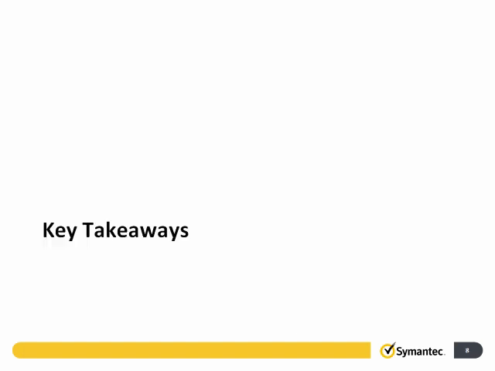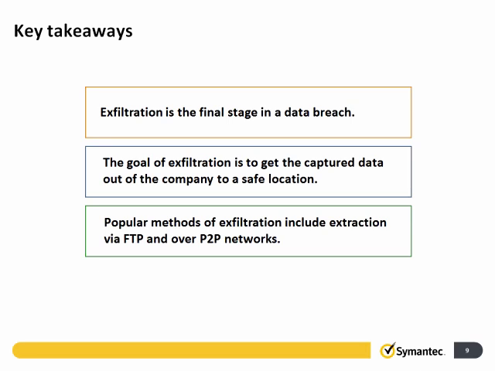In this module, we explored what the exfiltration phase is and how it relates and differs from other stages in a breach. Now let's consider the key takeaways within the context of the learning objectives we introduced. You should now be able to define exfiltration as the final stage in a data breach. For cybercriminals, the goal of exfiltration is to get the captured data out of the company and into a safe location. We also covered some of the popular methods used to exfiltrate captured data. You should now be able to explain how protocols such as FTP and P2P offer great advantages to cybercriminals who seek to extract data from organizations.